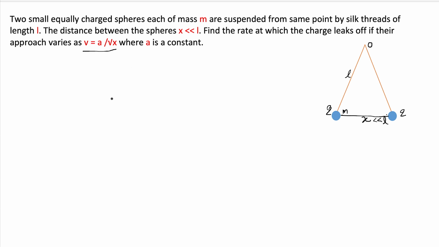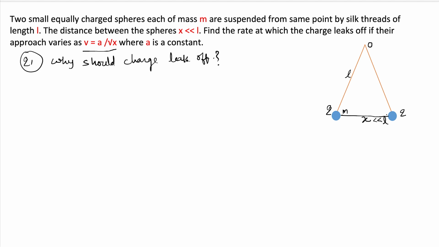So the first question is, why would you think charge should leak off in this case? Why should charge leak off? Can you answer this question? Think about it.